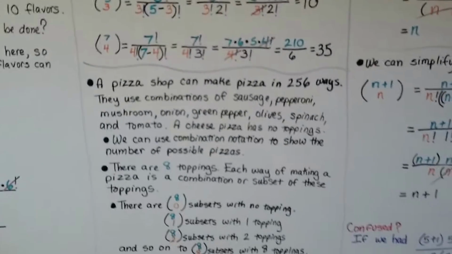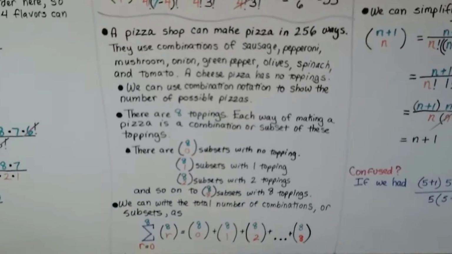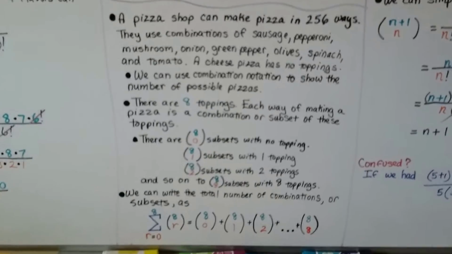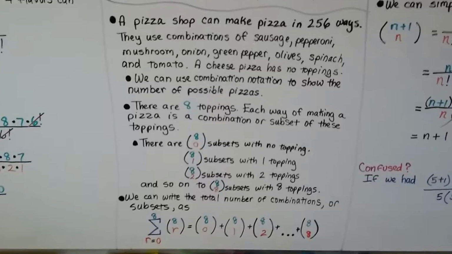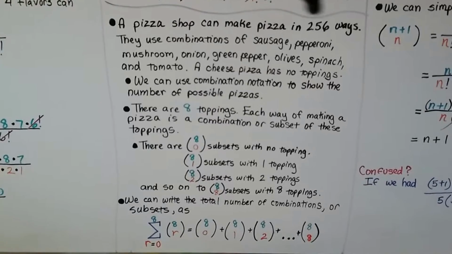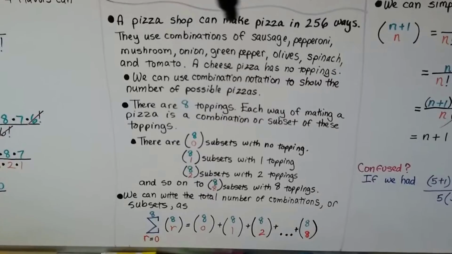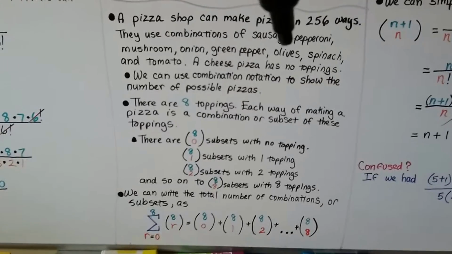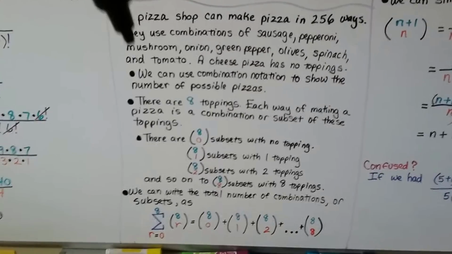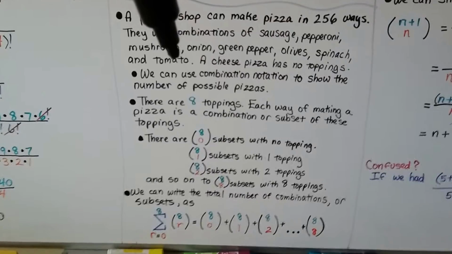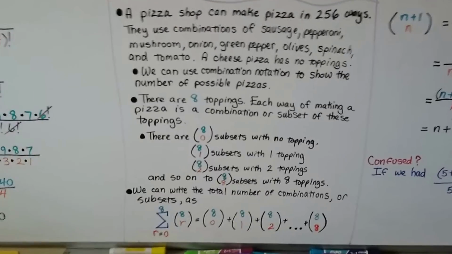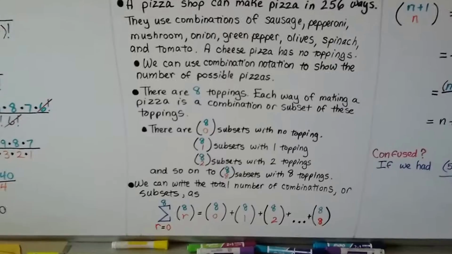A pizza shop can make pizza in 256 ways. They use combinations of 1 sausage, 2 pepperoni, 3 mushroom, 4 onion, 5 green pepper, 6 olives, 7 spinach, and tomato is 8 toppings. A cheese pizza has no toppings, so that would be 0, wouldn't it?